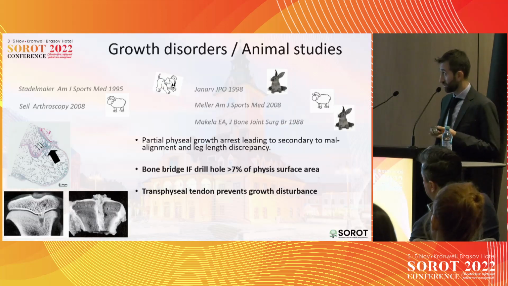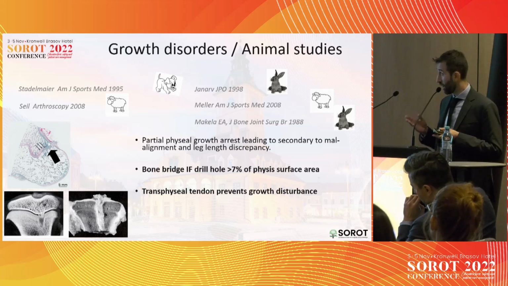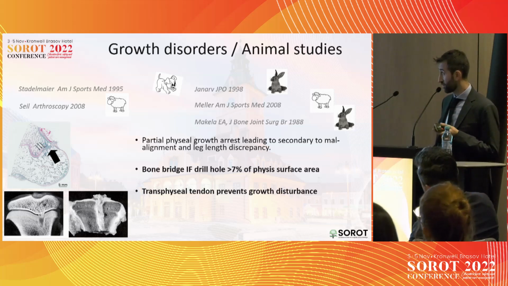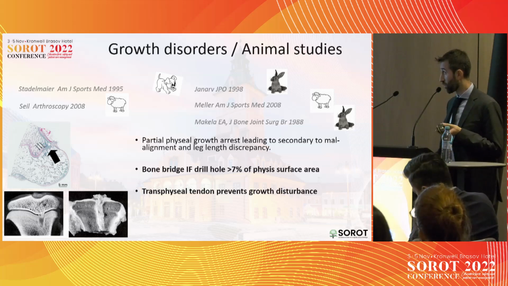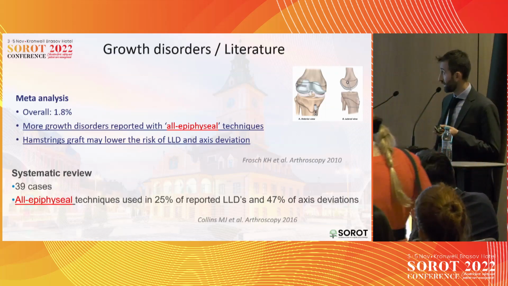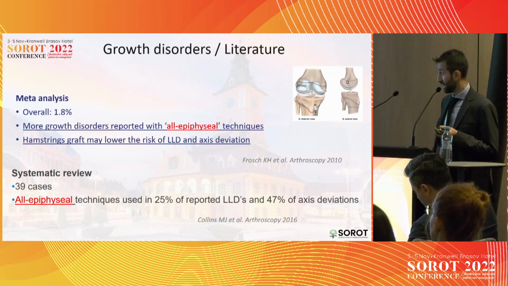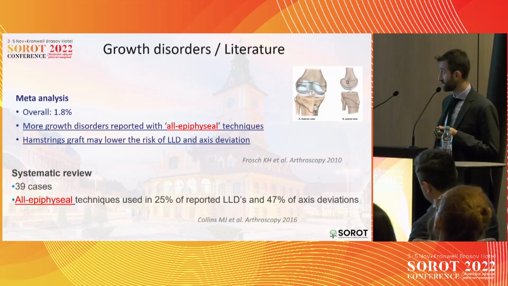But we also have some animal evidence. For example, if we do a bone epiphyseal tunnel, it's important to consider that a bone bridge could be present if a drill hole is more than 7% of the physis surface. And moreover, considering growth disturbance, some evidence considers that all-epiphyseal techniques are the techniques with more risk of lower limb discrepancies.